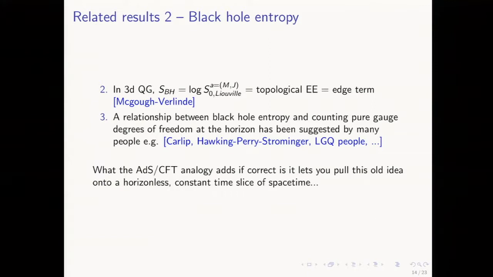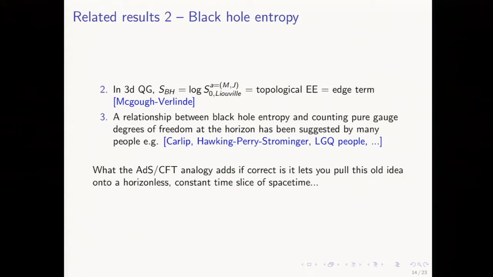But never really made precise. I think what this AdS/CFT analogy buys for us, if it's correct, is that it lets you put this idea on a horizonless constant time slice of spacetime. And in principle it suggests a sort of constructive approach towards calculating this edge term.